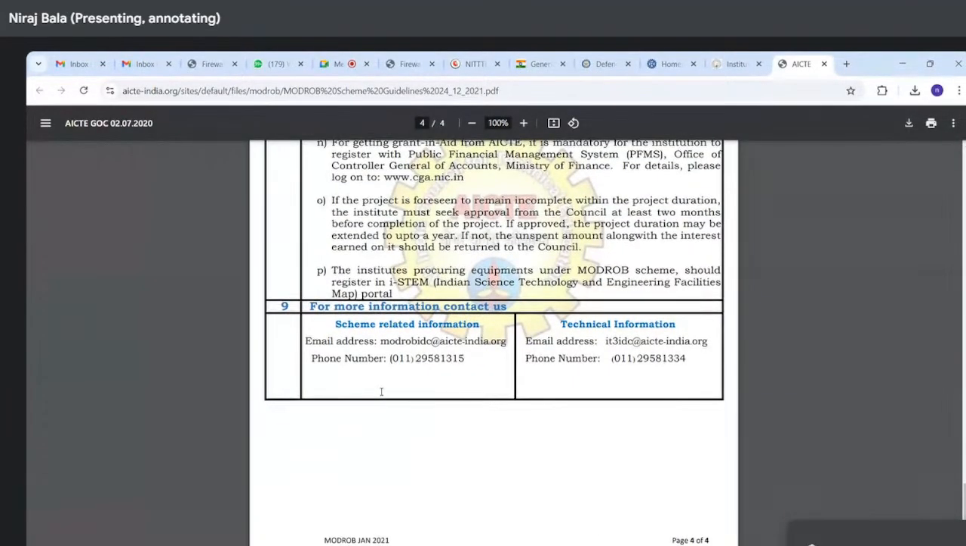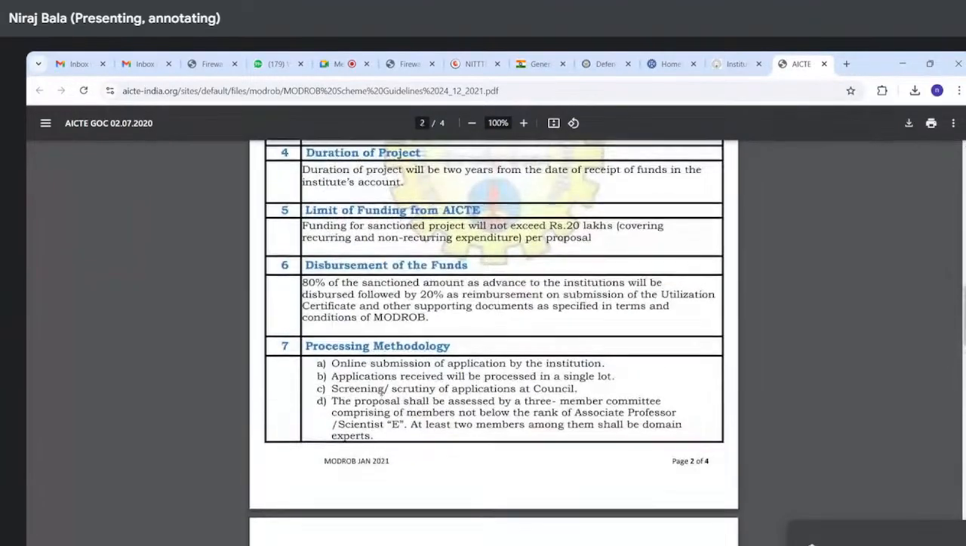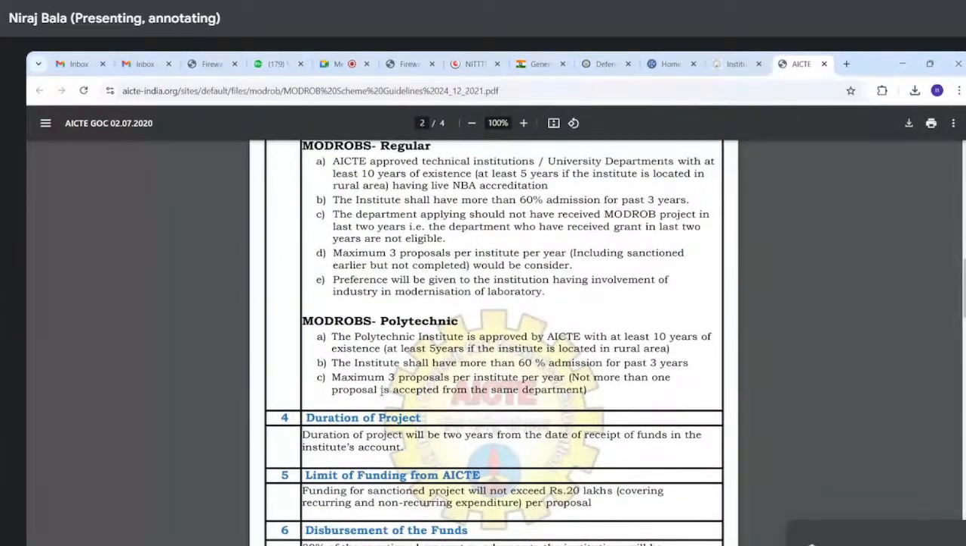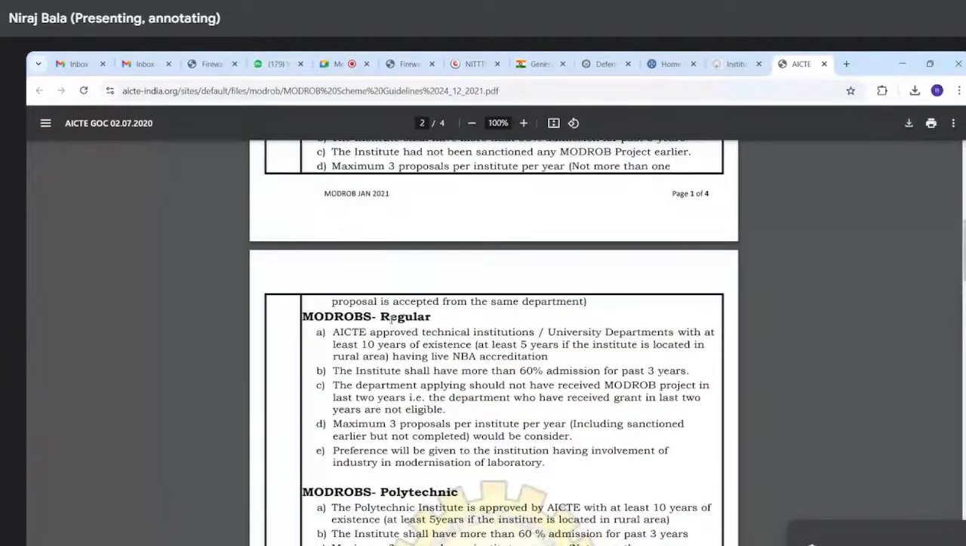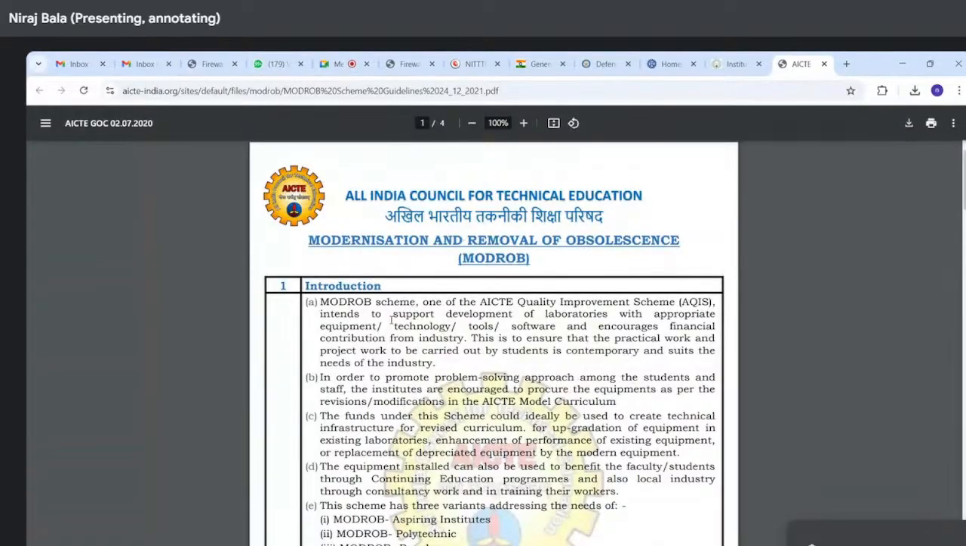See, it is very simple. Nothing else you have to do. You just have to give the details, and you can buy some new equipment under this MODROBS, Modernization and Removal of Obsolescence, for the modernization of your lab.